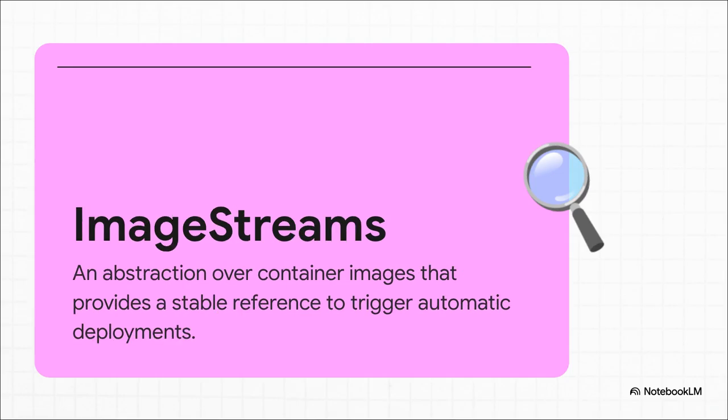And next up, we've got image streams. Now this is a really clever idea. Instead of pointing your deployments directly to a specific image tag in a registry, you point them to an image stream. It's like a stable internal pointer. And why does this matter? Because you can set up triggers to automatically kick off a new deployment whenever a new version of the image is pushed. It's a huge win for automating your workflows.